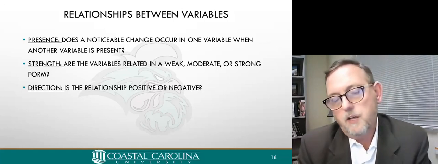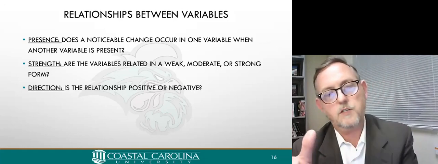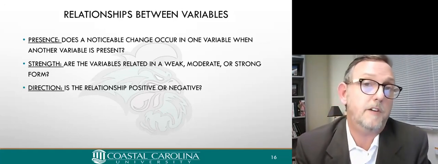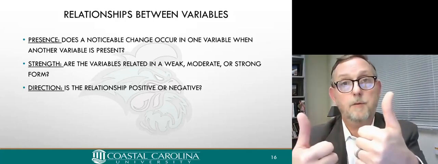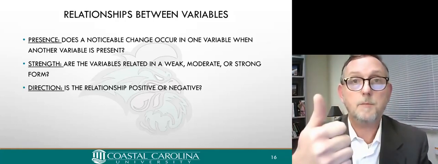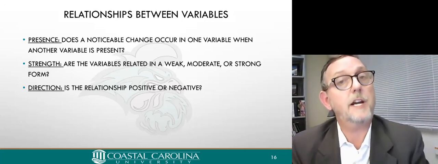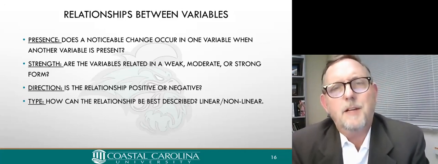Direction is another thing. This is if one moves in one direction, does the other one also? So you either have positively or negatively related variables. When advertising goes up, sales go up. When price goes up, sales go down. They're inversely related. That's the direction of the relationship. And finally, type.